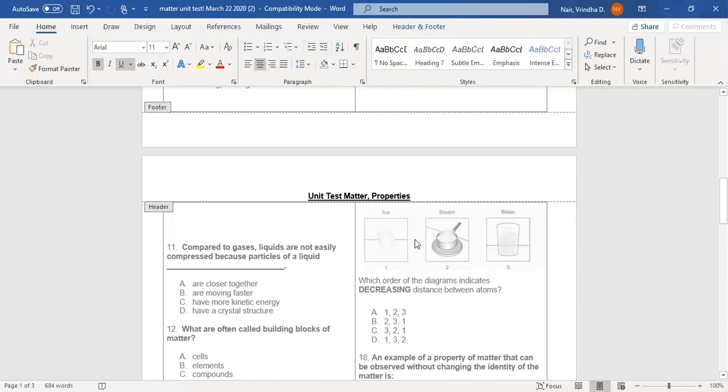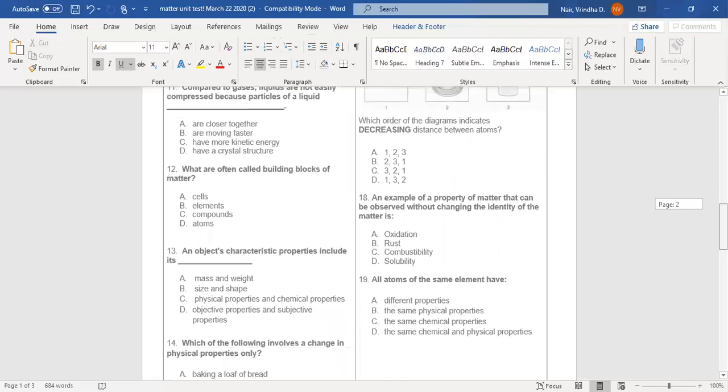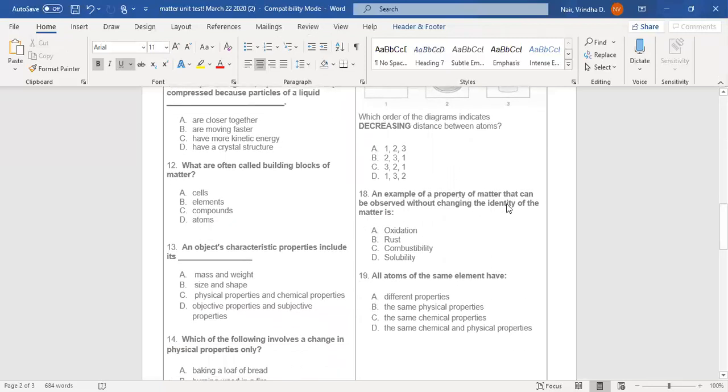So we know that this is a solid, this is liquid, and this is almost in the form of steam, so it's evaporation. So which order of the diagram indicates decreasing distance between the atoms? So the solids have atoms close together. Is it liquids that have atoms close together, or is it steam that has atoms close together? And based on that, you have to arrange, is it 1 2 3 or 3 2 1 or 2 3 1?